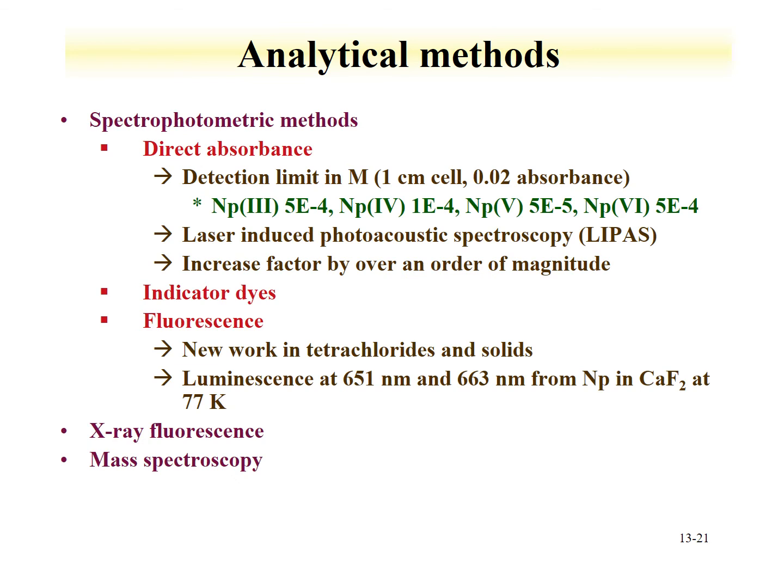Spectrophotometric routes are available, as we've already discussed. Based upon the molar absorptivities, these concentrations can be observed in UV-visible spectroscopy in a 1 centimeter cell with an absorbance down to 0.02. So Neptunium-5 you can almost get down to micromole per liter.